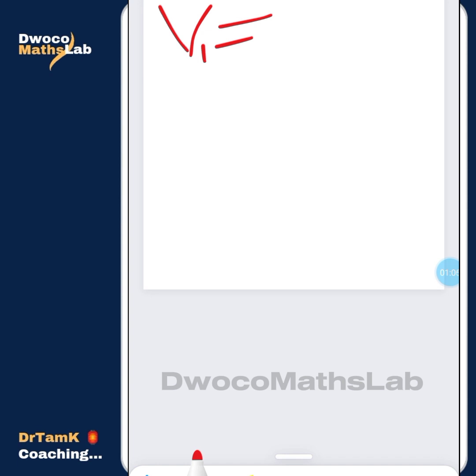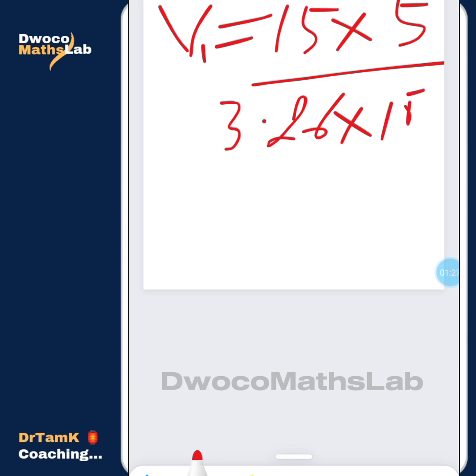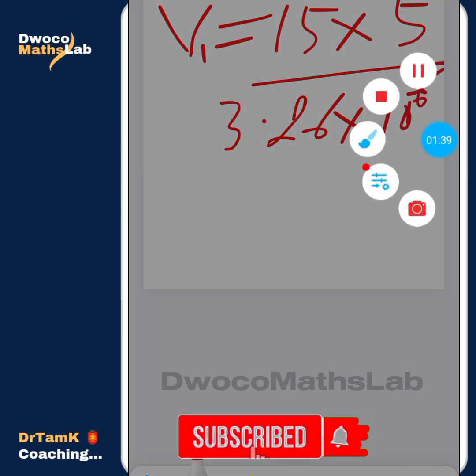So our V1 will be equal to the voltage that was given to us, 15, times the capacitance across the first one, 5, over the total, which is 3.26 times 10 to the power minus 6. Make sure you get your pen and paper. So we multiply 15 by 5, divide by 3.26, and then we are good to go.